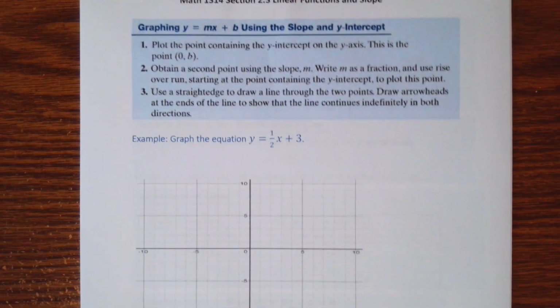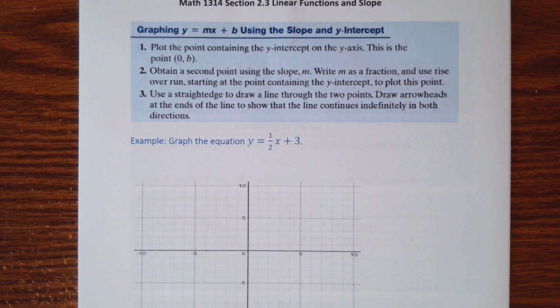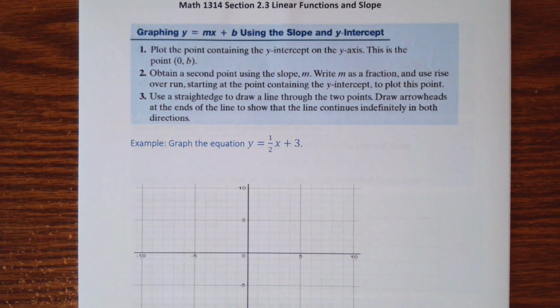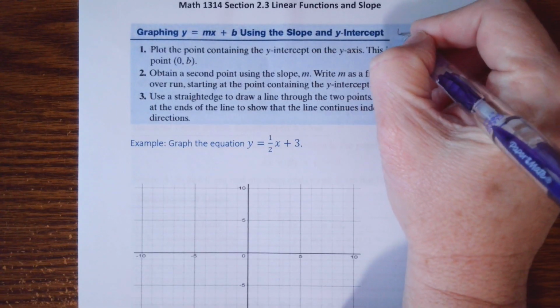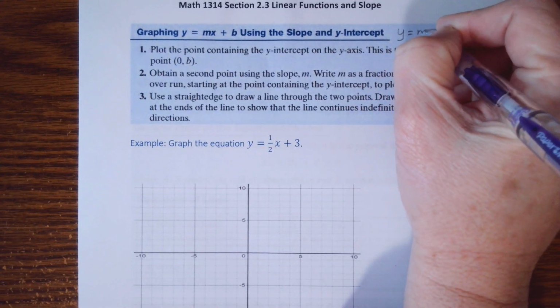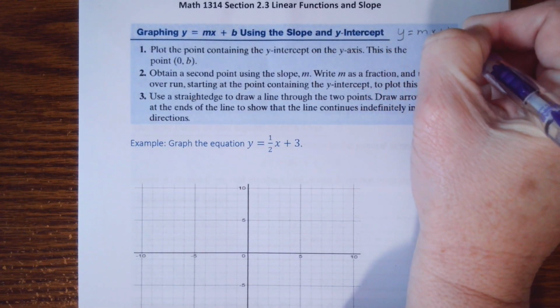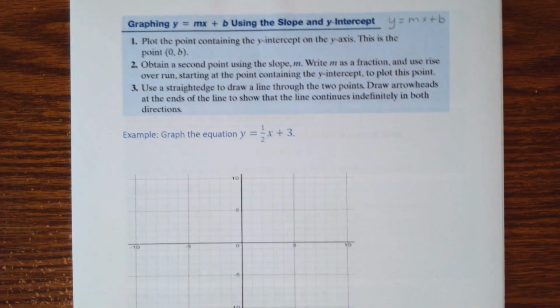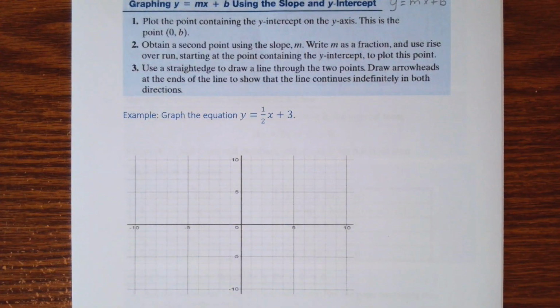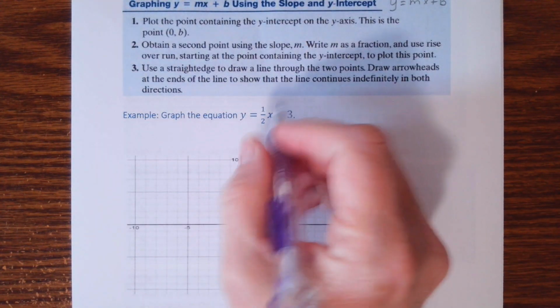So if you would turn to the page where it says graphing y equals mx plus b using the slope-intercept form. All right, so slope-intercept form is y is equal to mx plus b. All right, so here's an example. Graph the equation y equals 1/2 x plus 3.